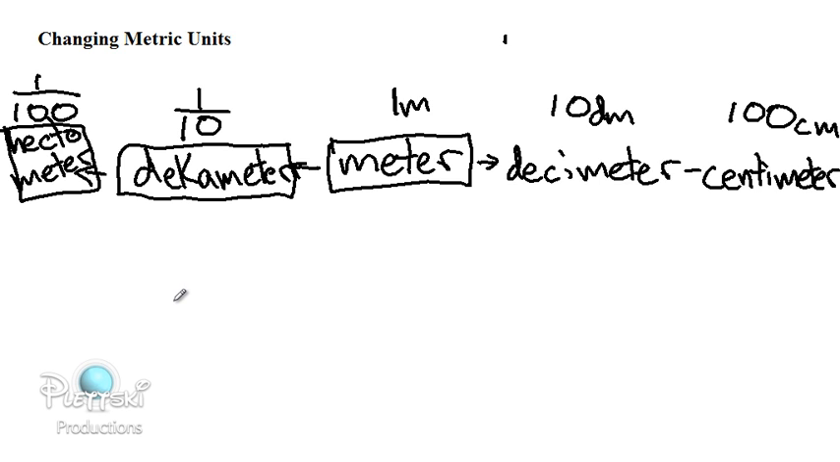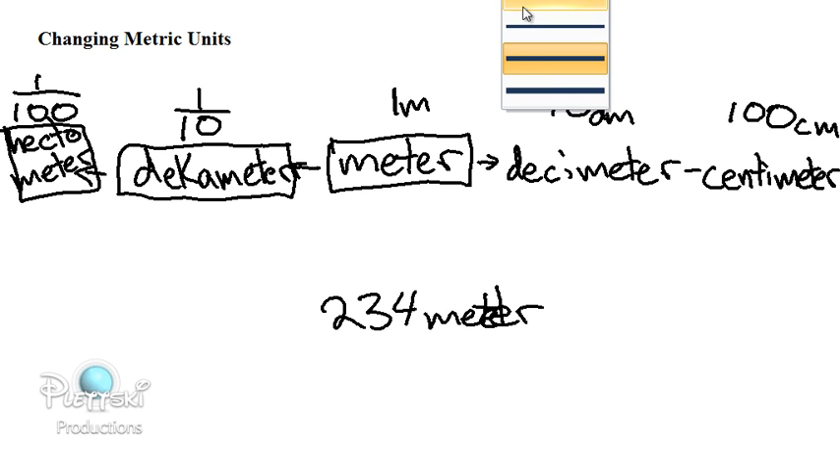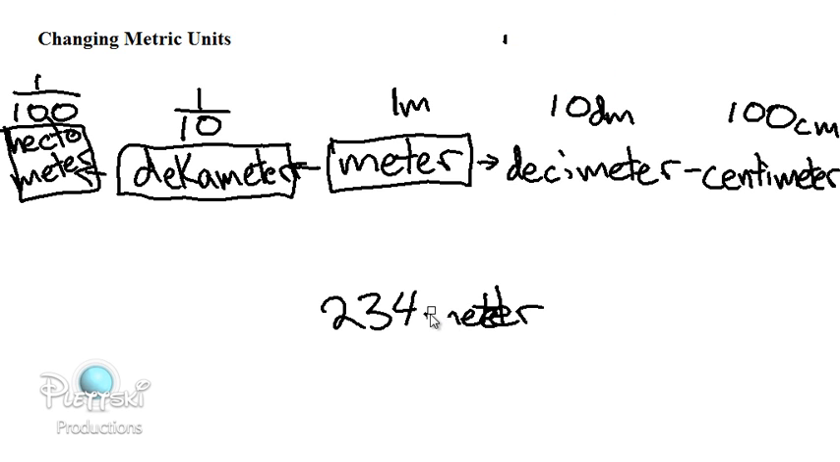Okay, so for an example, we're going to say I have 234 meters. I misspelled meter. Meter. Let's erase that. We have an erase tool here. Okay. 234 meters. And I want to know how many decameters and then how many hectometers that is.